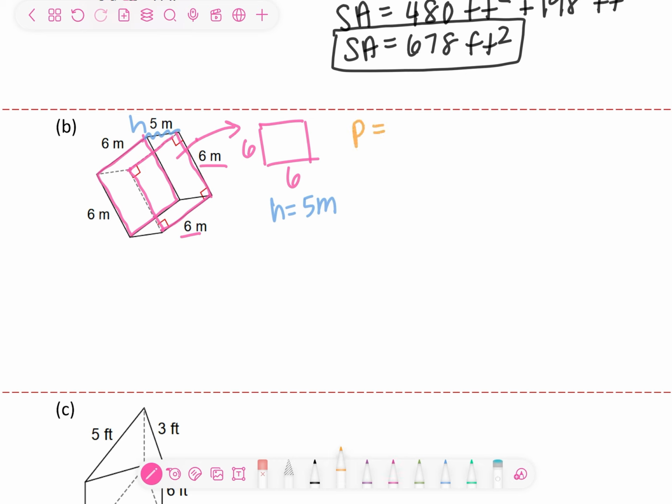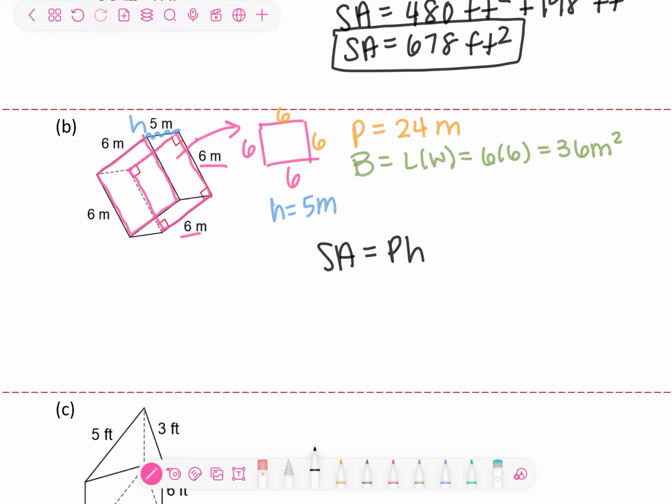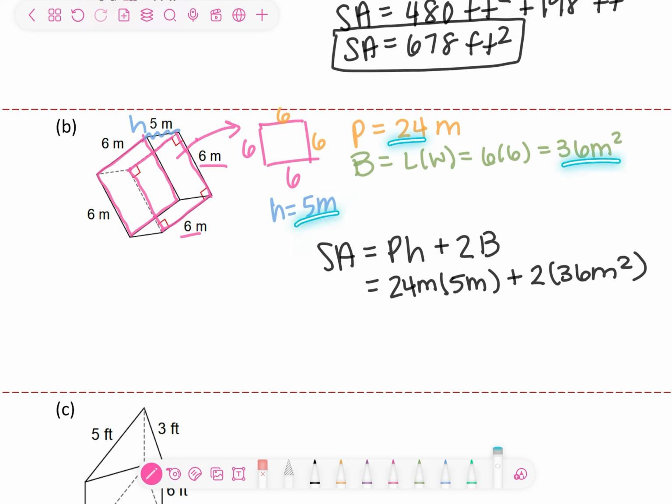So our perimeter is going to be adding 6 4 times, because you have these other two here as well, right? So 6 times 4, basically 24 meters. It's going to be our perimeter. And then our base area is going to be length times width again. But since it's a square, they're the same. So that's going to be 6 times 6. So that's going to be 36 meters squared. And then we're just going to substitute them into the same formula, okay? So we have surface area equals perimeter times height plus 2 times base area. Let's substitute everything in. So 24 meters for perimeter times 5 meters for height plus 2 times the 36 meters squared. So all I'm doing is substituting my values.